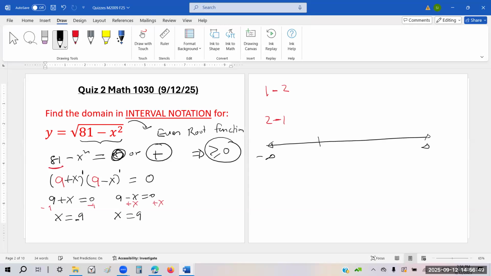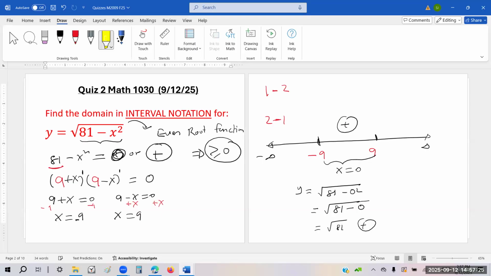Negative infinity, positive infinity. We have two numbers, -9 and +9. Check only one interval from these three intervals, any one interval, and you know the answer. I'm going to choose the middle because in the middle we have 0. X equals 0. So we have y equals square root of 81 minus 0 square. So what is 0 square? 0. And what is 81 minus 0? 81. So this is positive, right? So definitely this is in our solution, in our domain.